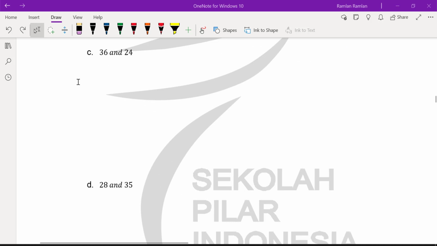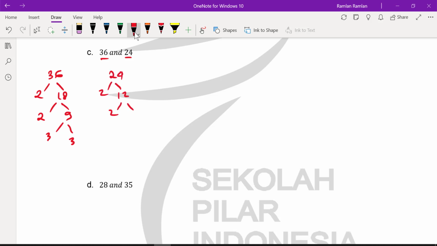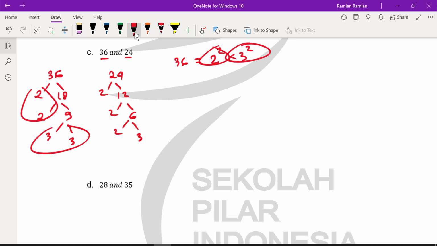So with the same method, I'm going to use the prime factorization this time. 36 and 24. So 36 divided by 2 is 18, divided by 2 is 9, divided by 3 is 3. And then 24 divided by 2, you get 12. Divided by 2, you get 6. Divided by 2, you get 3. So I can write down 36 as 2 times 2 times 3 times 3, or 2 to the power of 2 times 3 to the power of 2, right? So 2 times 2, and then 3 times 3. Okay, so that is 36. Now we have 24.